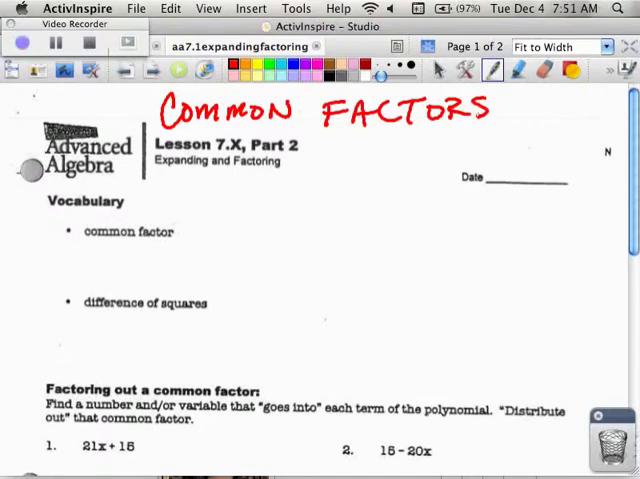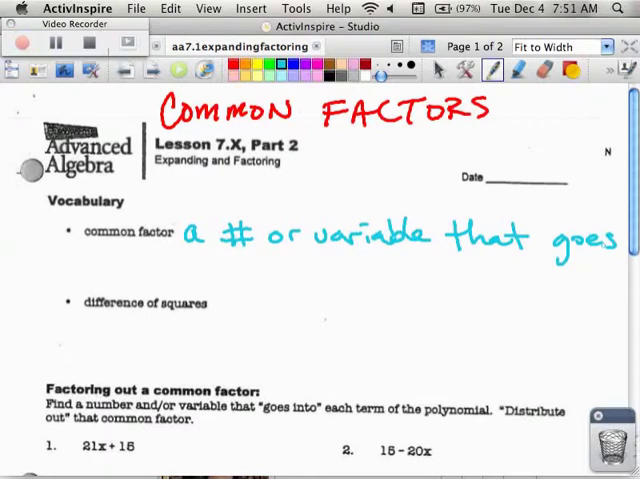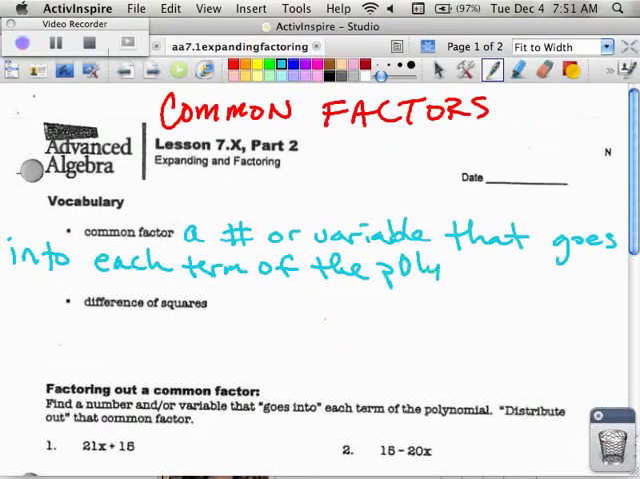polynomial? So a common factor is a number or variable that goes into each term of the polynomial. And if you recall, the word polynomial means that expression that we see, something like x squared plus 5x plus 7.